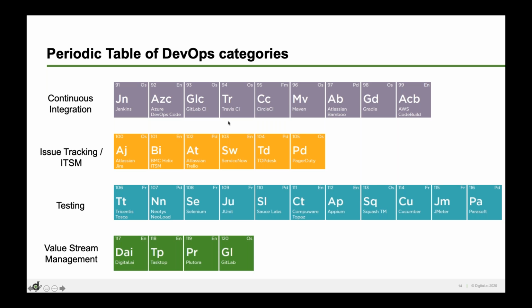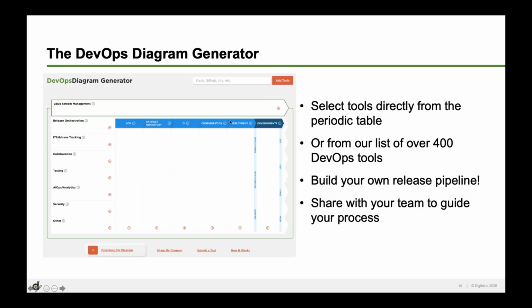An additional thing that Digital.ai provides is what we call the DevOps Diagram Generator, as you see a picture over there on the left. And this is also located online. What this allows you to do is to select tools directly from the periodic table and build your own pipeline. So you might be pulling together your DevOps flow, and you're wondering which release management tool you should pick. Well, you can then pick a release management tool to pull into this, or you might want to know which cloud tools you should pull into this. And this allows you to build a pipeline that you'll be able to use in your own organization and help guide your DevOps transformation process, and something that you can share with your team so that they can work towards defining their process as well.